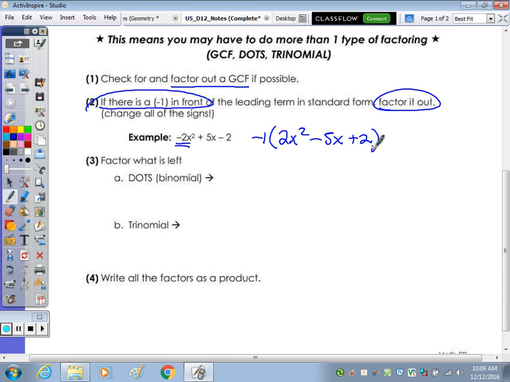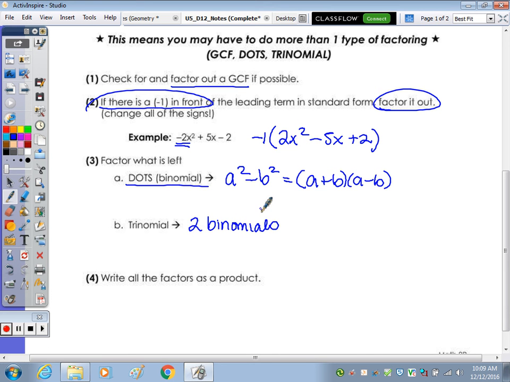Then we factor out what's left. If it's the difference of two perfect squares, in the form a squared minus b squared, remember that factors a plus b times a minus b. And then if it's a trinomial, it factors into two binomials, with the trinomial being ax squared plus bx plus c. So now the steps are all written as notes. Let's actually take a look at some examples on the back.